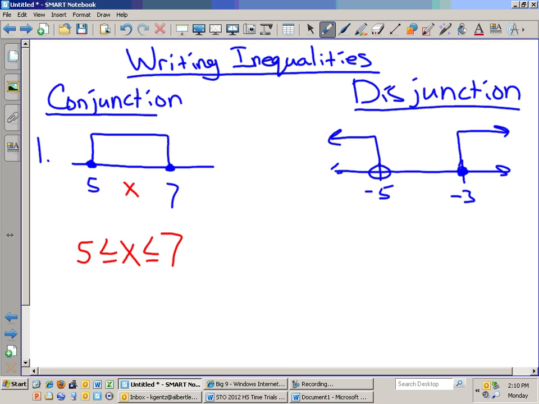So that's an example. Boys and girls, this is an example of a conjunction. X is greater than or equal to 5, and it's less than or equal to 7. It has to satisfy both of those, not just one or the other. Here's an example of a disjunction. Give me a number that works there. 0 works, positive 4 works, but negative 4 does not work.